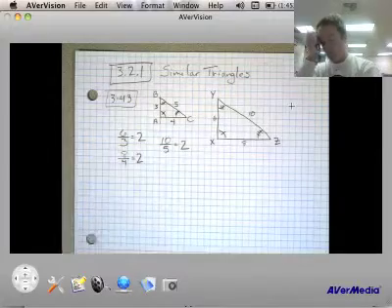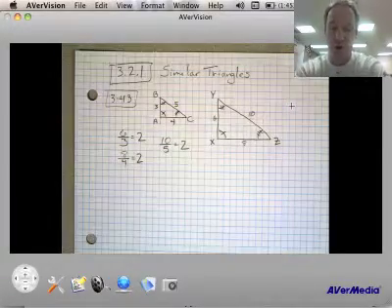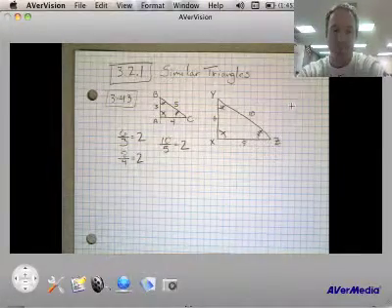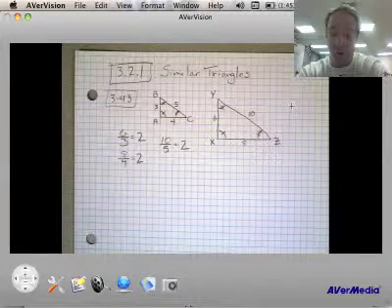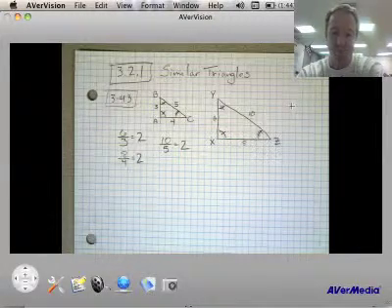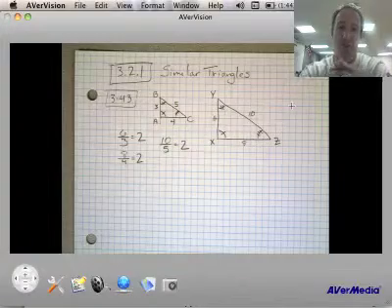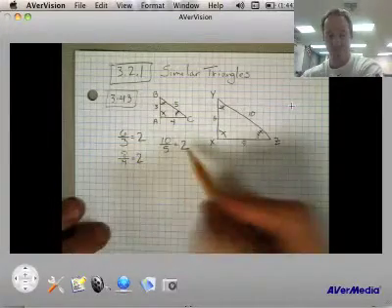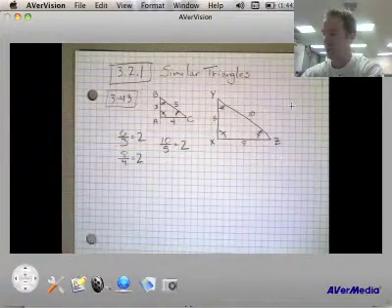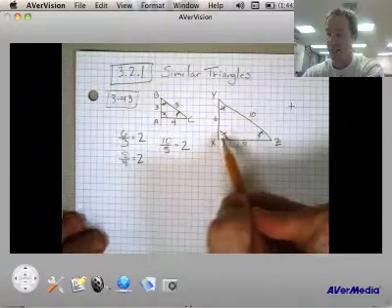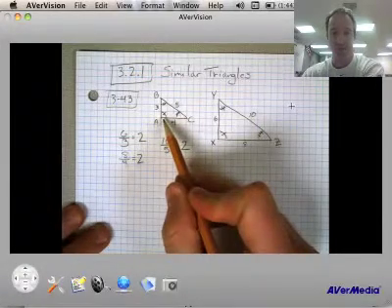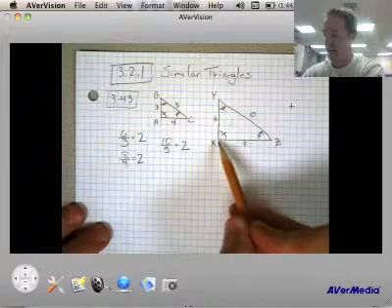So when you have similar figures, those ratios will always be the same. And it won't always be 2. Sometimes it's 3, sometimes it's 0.6. But as long as all three of those ratios are the same, we know we've got similar figures. We also know that the corresponding angles are the same. For example, angle A has to be the same as angle X.